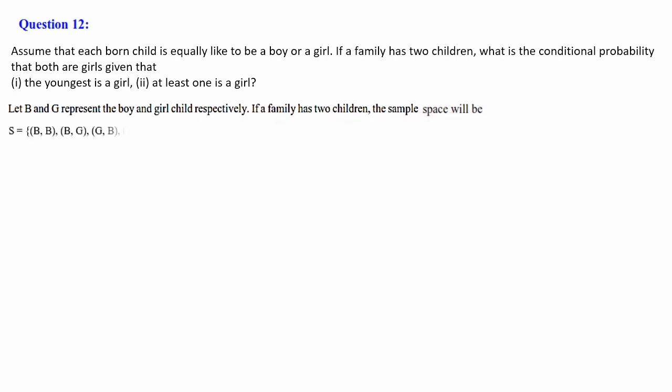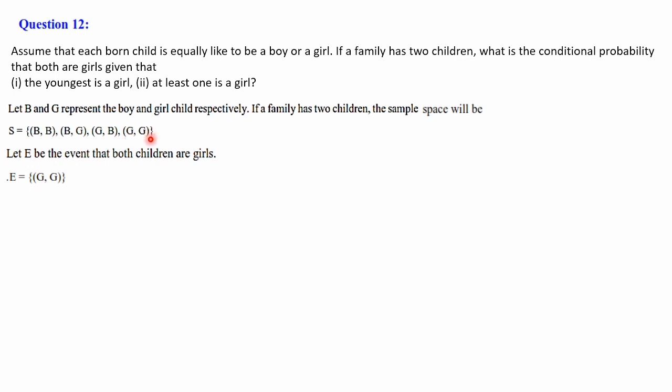So the sample space will be: both boys, first one is a boy and second one is a girl, first one is a girl and second one is a boy, both are girls. This is the sample space. Let E be the event that both children are girls. That is the probability we need to calculate, so we have taken that as E. Both children are girls means this is the only one chance, that is (G, G).